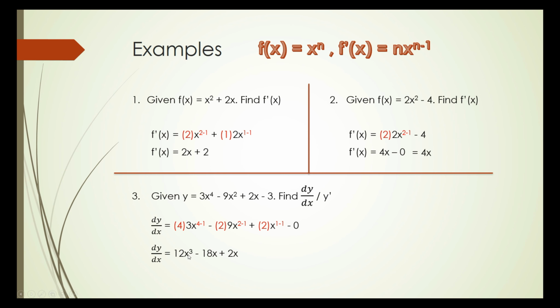4 times 3 is 12, x cubed. 9 times 2 is 18, x. And then this is actually a plus 2. There's a typo. So this x is just gone, because that 1 minus 1 should give me 0. So it should not have a power of anything.